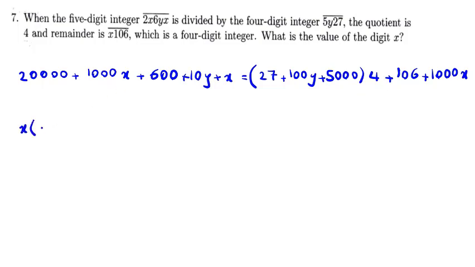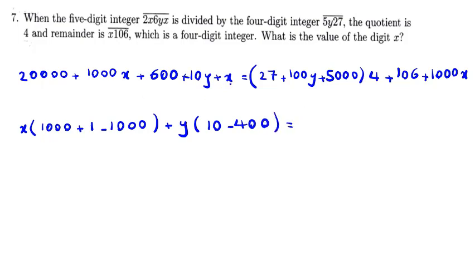Now if we simplify, let's see what we have. For the x, we have 1000 plus 1. Here we don't have minus 1000x. Plus y, here we have 10 minus 400. And it is equal to 27 times 4 plus this times 4 plus this. Let me underline the constants. This one, this. Now let's calculate.